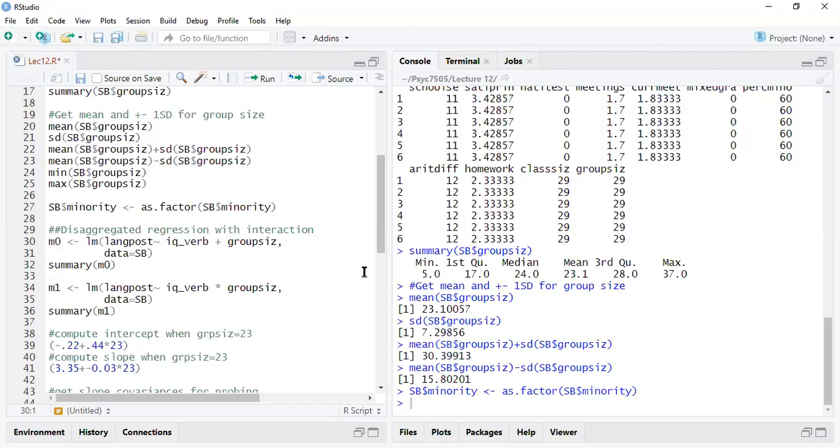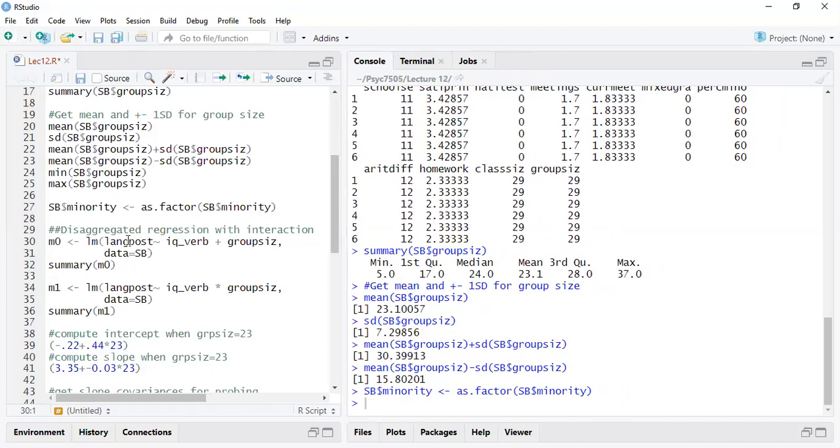Let's do this first with regression. We're fitting a model where language post-test scores are predicted by verbal IQ and group size. I have that. M0 here is what I call my main effects model.